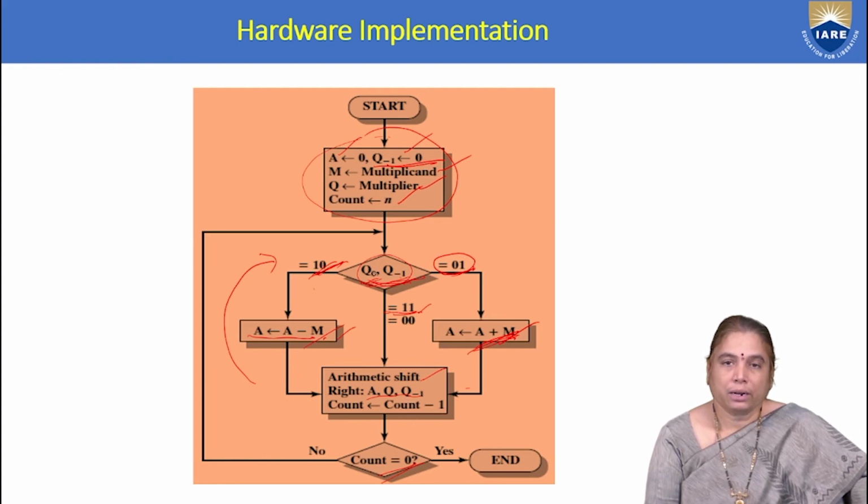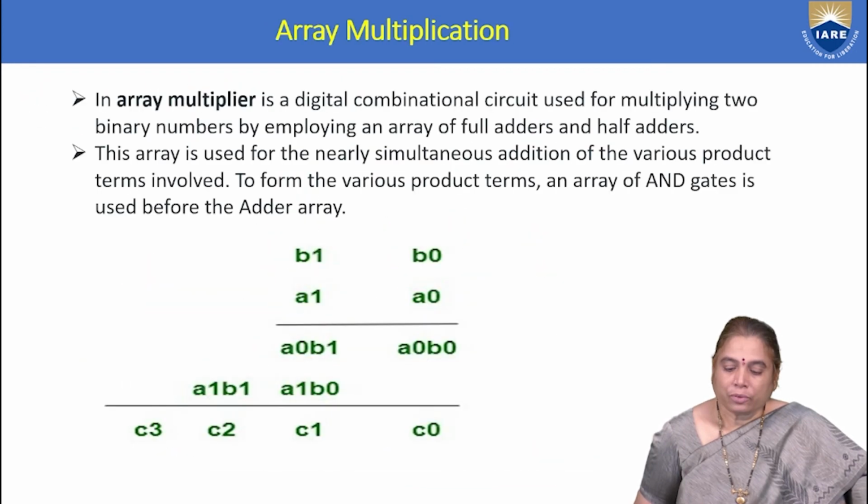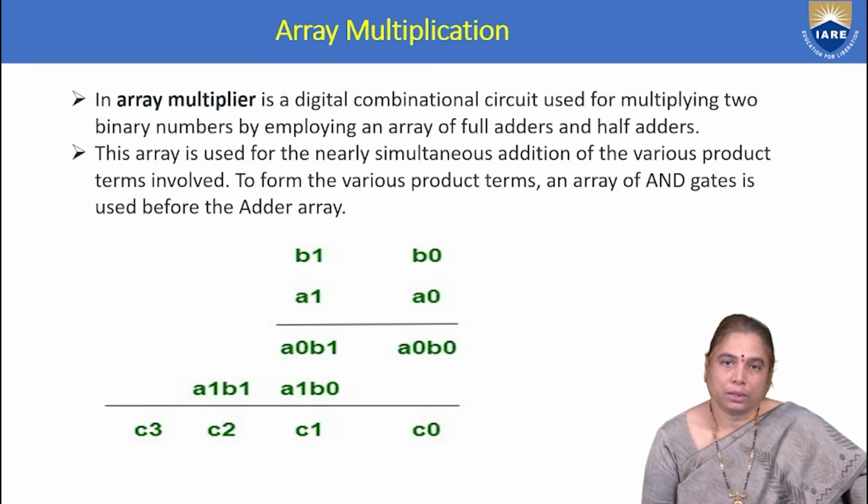And if it contains 1 0, then the subtraction operation can be performed with the help of 2's complement addition, and later on the arithmetic shift right operation can be implemented. Next, if these two bits contain 0 1, the addition operation can be performed. Next, the arithmetic shift right operation can be implemented and the counter can be decremented. So this has to be performed until the counter value is 0. So this is the Booth's multiplication algorithm.